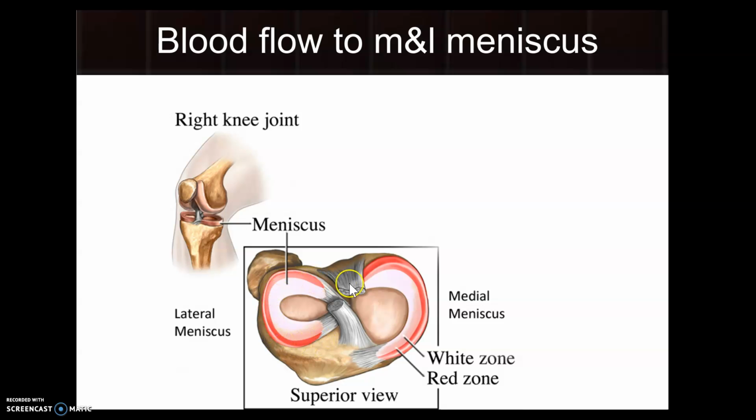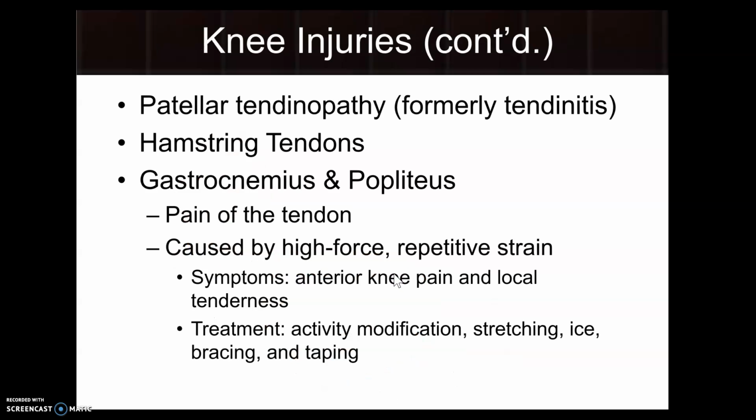These tears in this red zone, those are the tears that get repaired. So a surgeon will go in, if it's torn here, they'll put in a suture, and that should heal. If the tear is in the white zone, they'll go in and remove the tear completely, because without the blood supply to the white zone, that repair will never heal. So that's the difference between a meniscal repair and a meniscectomy. Meniscectomy meaning they just remove a part of the meniscus, the part that's torn.